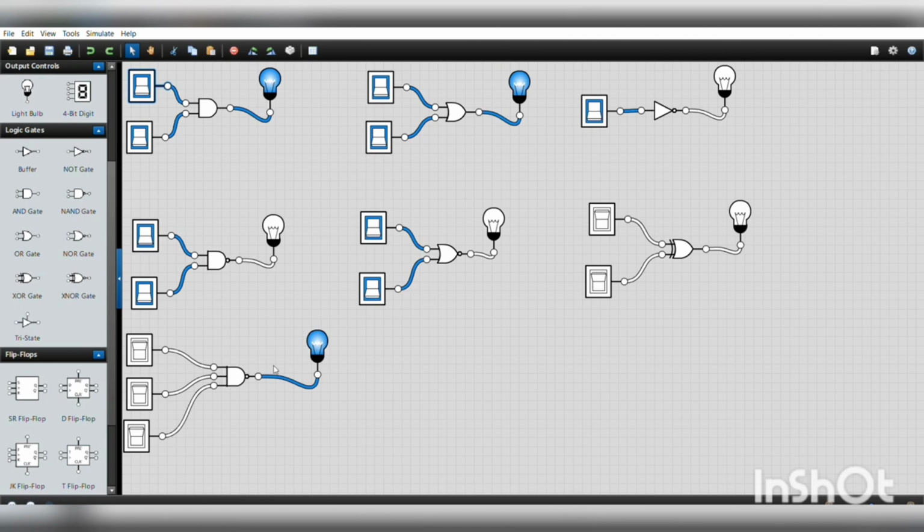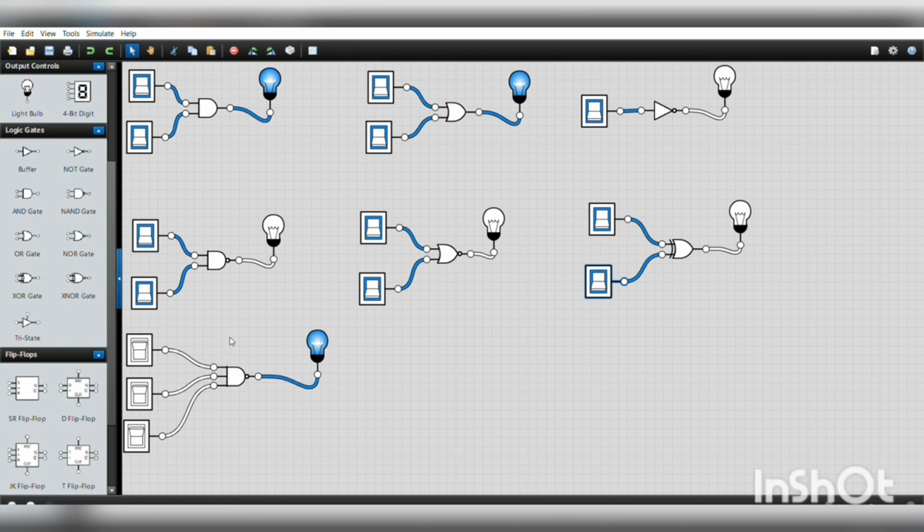Now let us verify the outputs for an XOR gate. When both the inputs are 0, the output is also 0. When the input is 0 and 1, your output is 1. And when your input is 1 and 0, your output is 1. And when the inputs are 1 and 1, your output is 0.